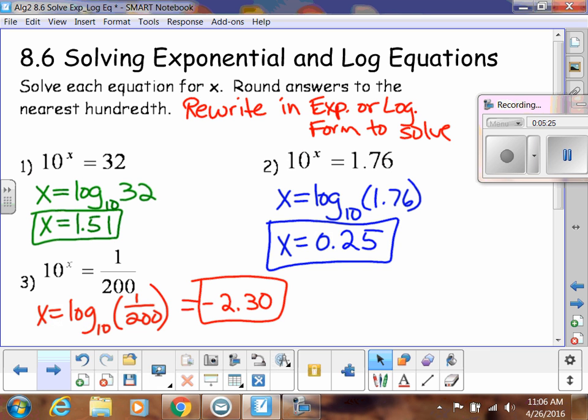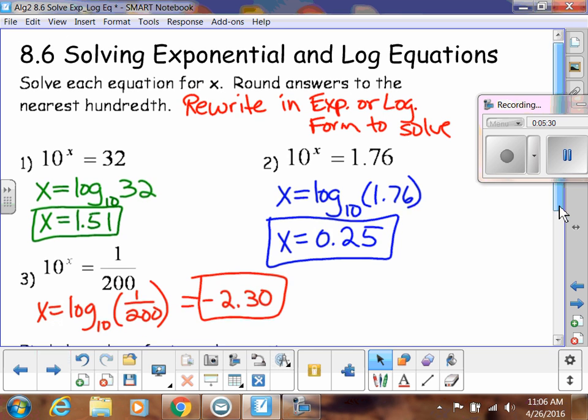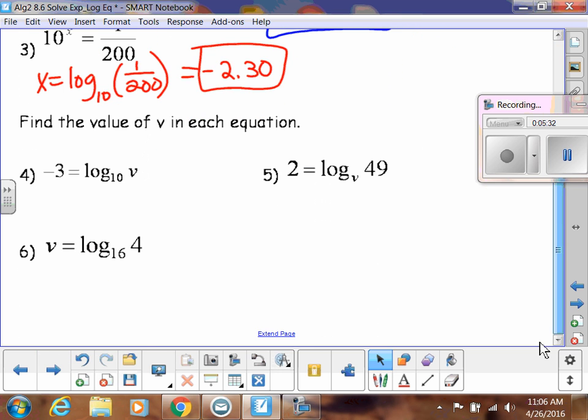So we've done one similar to that, so this should look pretty familiar. So hopefully we're okay with that. Now in these, the variable changes where it's located. So again, always ask yourself, can I do log base 10 of v? No, I can't do that in my calculator, so I need to switch this now into exponential form.